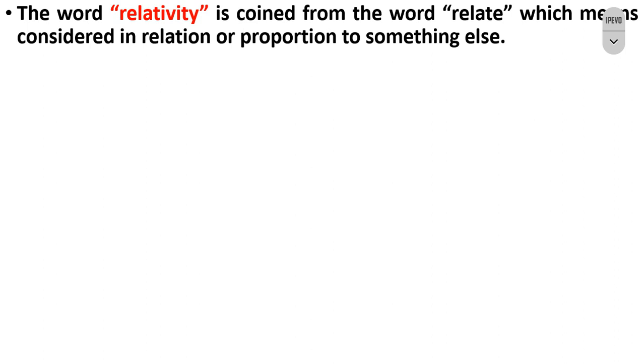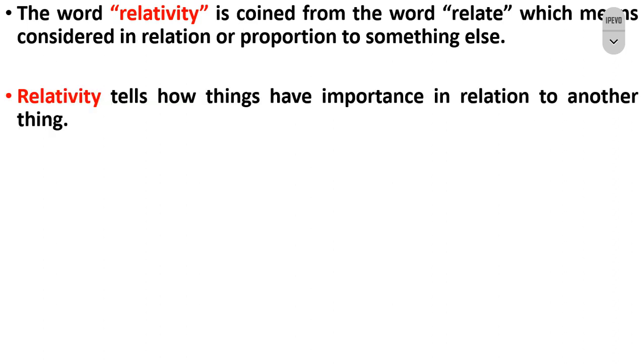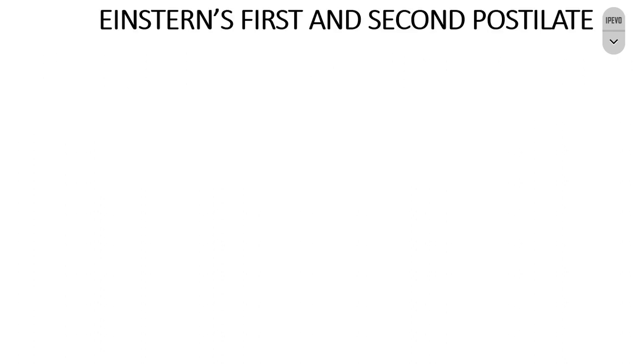The word relativity is coined from the word relate, which means in relation to, in proportion to something else. Relativity tells us how things have importance in relation to another thing. So in relativity, you view the importance of a particular thing, but you relate it to some other thing. That's just what relativity is all about.